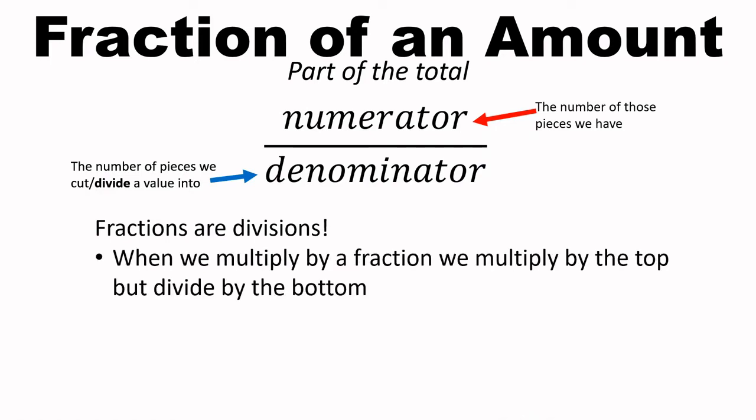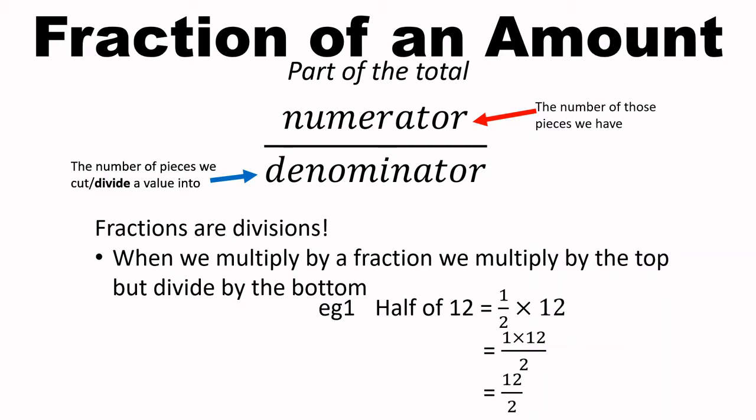When we multiply by a fraction, we multiply by the top, that's the numerator, but we divide by the bottom, the denominator. So again, our example of half of 12 being 1/2 multiplied by 12, taking us through the steps here, that would be 12 multiplied by the top, so timesing by the 1, and then dividing that answer by 2. 12 times 1 is simply 12, and 12 divided by 2 is the answer we knew from the beginning. Half of 12 is 12 divided by 2, which is 6.